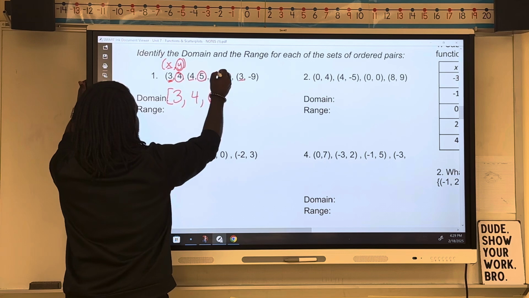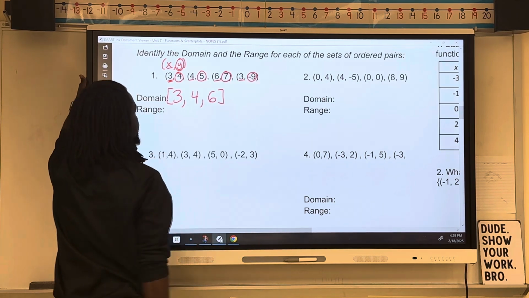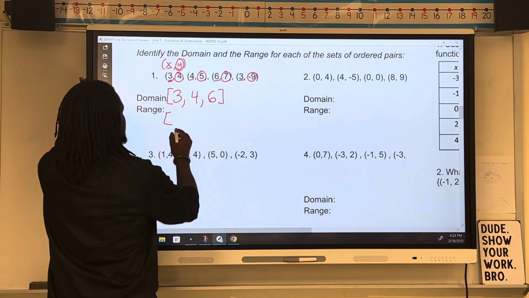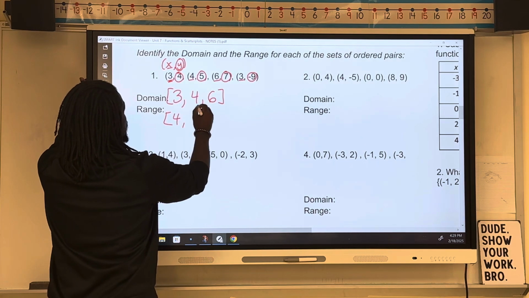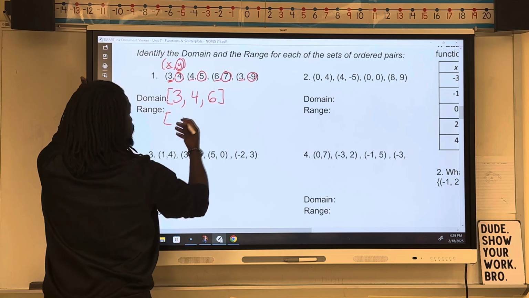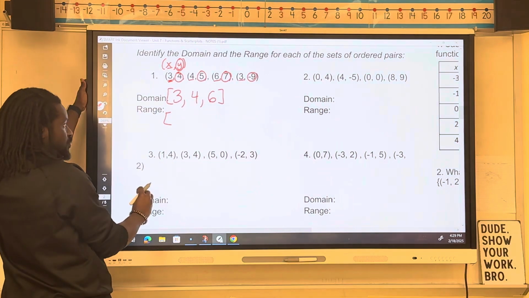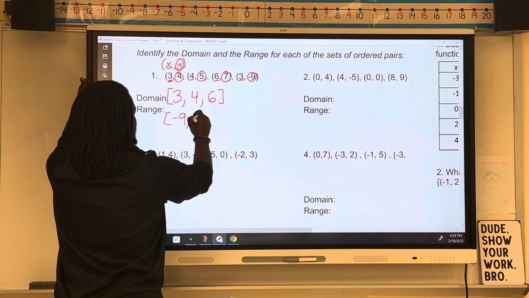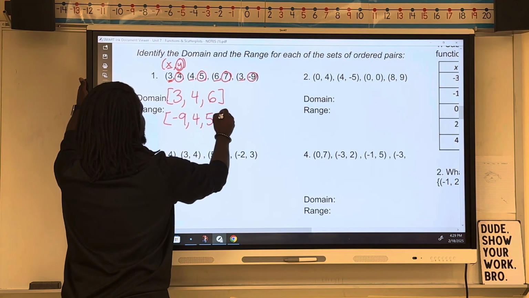For the Y's, I'm going to circle all of the Y's, okay? So the range for the Y's is... let's go with, again, we do want to put them in numerical order because that's usually how they're going to, so we're going to go smallest to biggest. So we're going to start with that -9, then 4, then 5, and then 7.